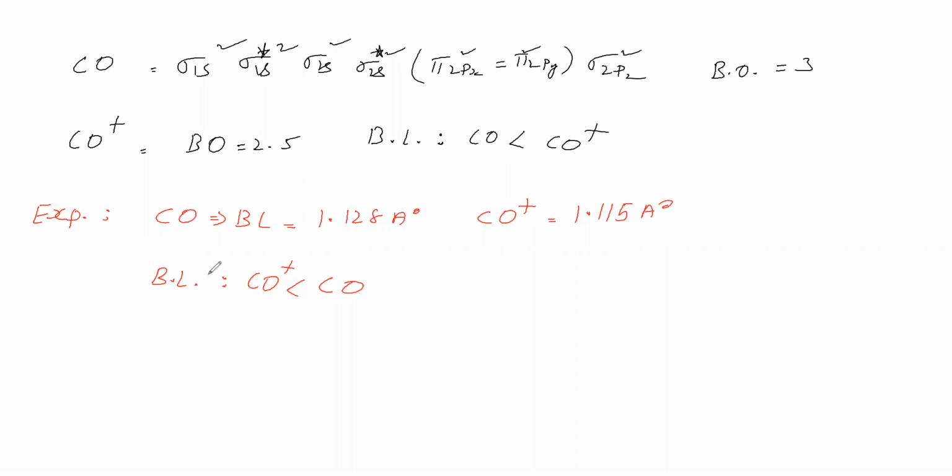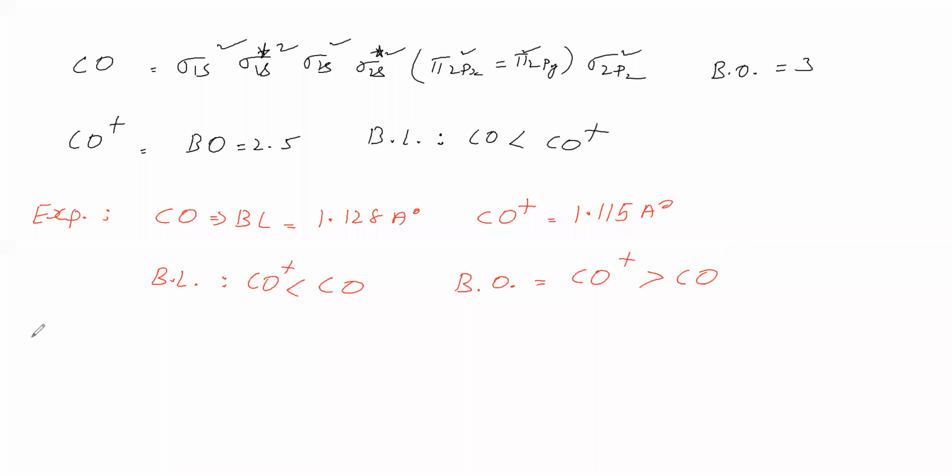Okay, as per experiment the bond length of CO plus is less, therefore CO plus should have a bond order greater than CO. So CO plus should have a higher bond order. When is that possible? If you remove one electron from an anti-bonding molecular orbital in CO, then CO plus will have a higher bond order.